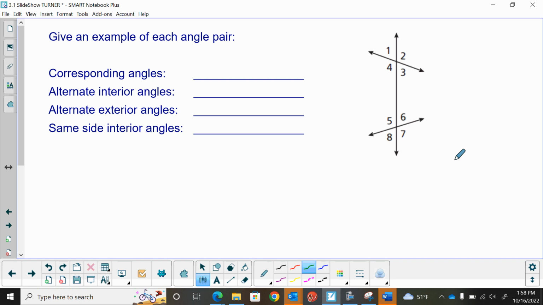So once you pause this, take a minute, see if you can think of an example of corresponding angles. There are 4 different pairs. Again, you're thinking about the position. Make sure they're in the same spot. So either pick the top left, top right, bottom left, or bottom right. Okay, so for one example, we could match up 1 and 5. Those are both in the top left. Or we could say angle 2 and 6. Or 4 and 8.